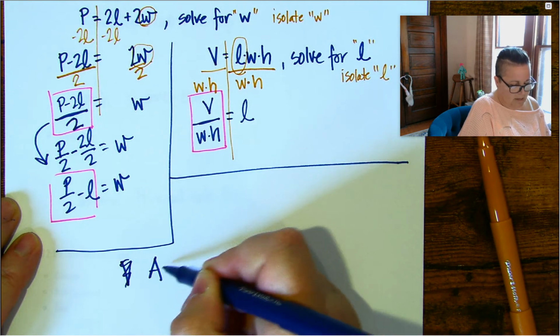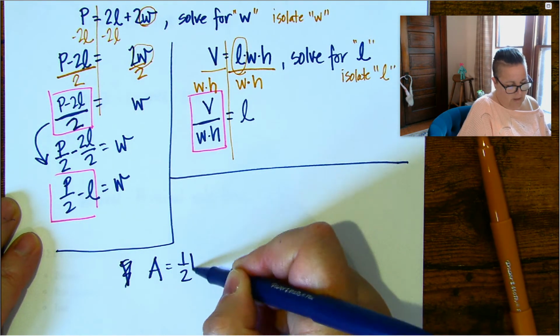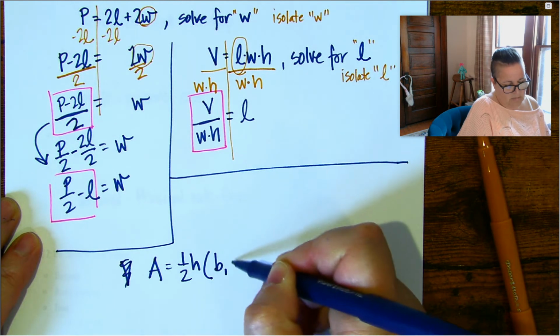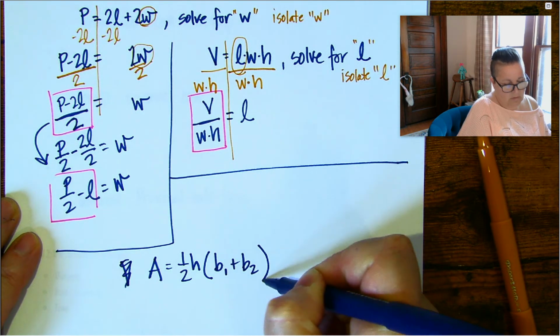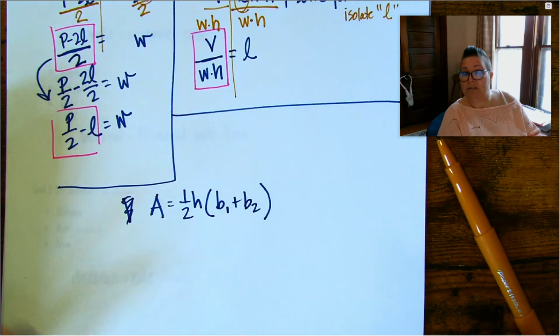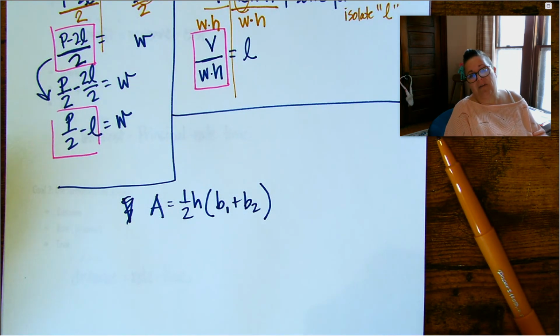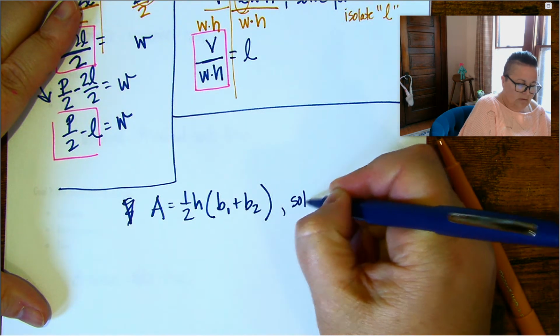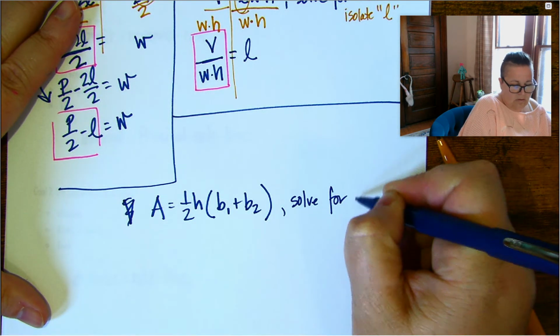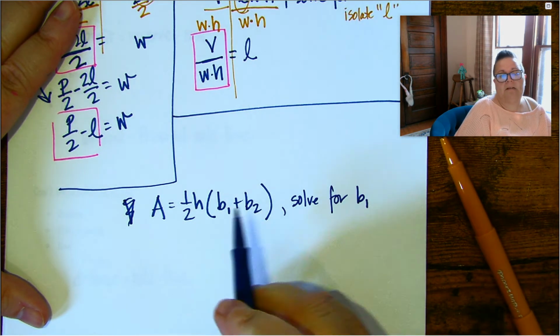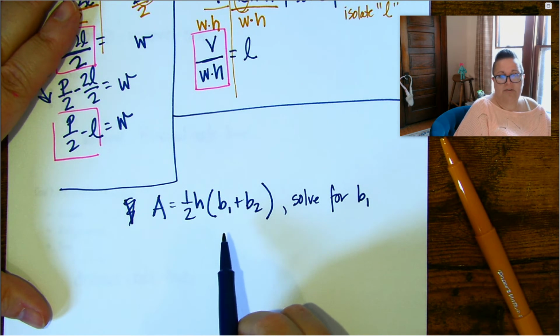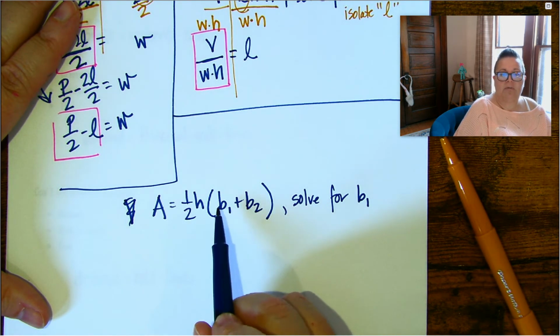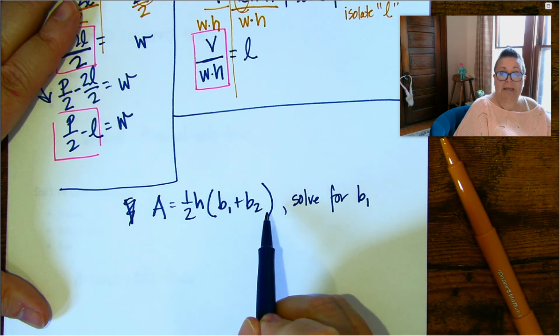Let's do area is 1/2 height times B1 plus B2. This is the area formula for a trapezoid. It's one of my favorite formulas. So let's solve this for B sub 1. When you're looking at the area formula of a trapezoid, B1 and B2 stand for the first base and the second base.